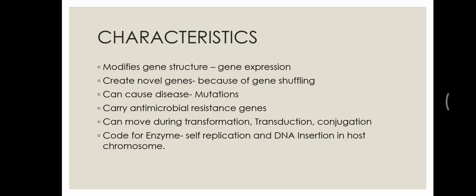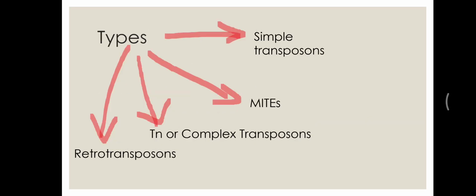It can move during transformation, transduction and conjugation. We have seen already what is meant by transformation, transduction and conjugation. So during this genetic transfer process, transposons can move from one place to another place. Transposons most of the time code for enzymes which are responsible for self-replication as well as DNA insertion in host chromosome. So these were the characteristics of transposons.